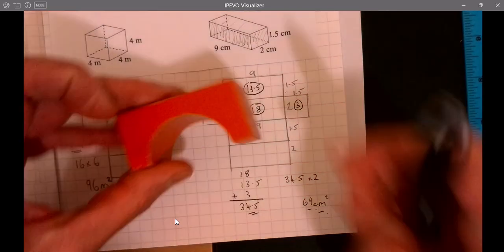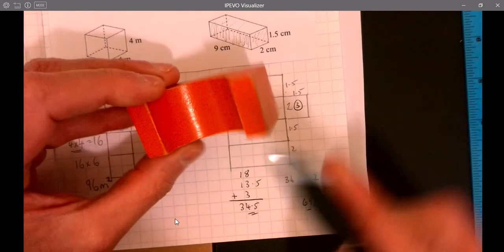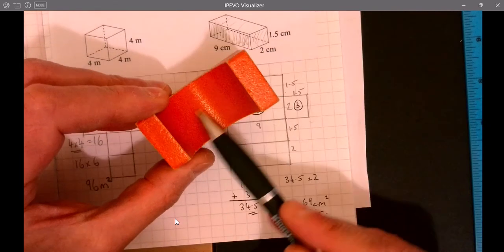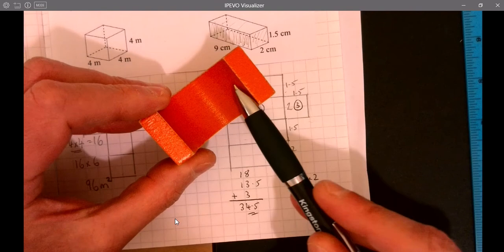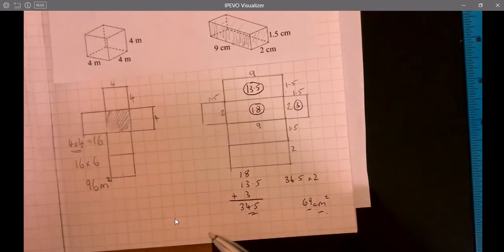If you remember this one, again, just think about how you would draw the net of this. This bit would be interesting. You've got to think about what shape you've actually got here on this curved bit. That's a problem for another time.